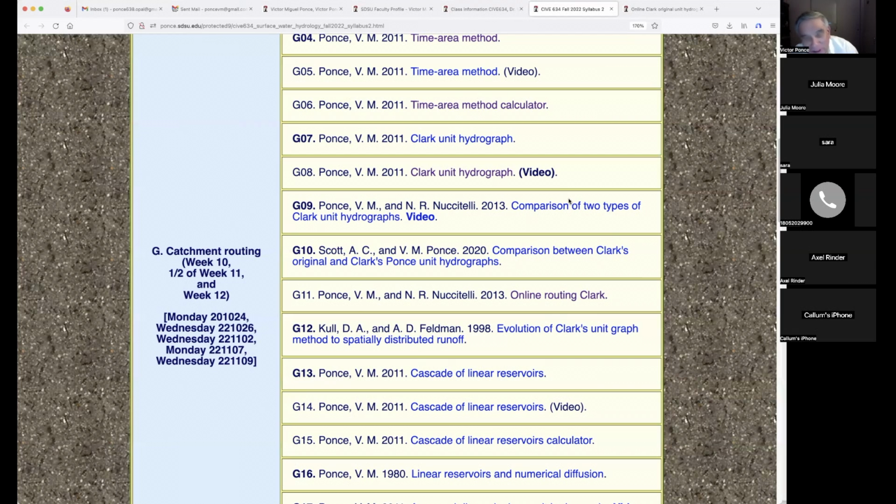I had an acquaintance of mine, a colleague, many years ago, who talked to me about the content of my book, and he said, Ponce, the Cascade of linear reservoirs, which is the related method right after the Clark unit hydrograph, is a very difficult thing to conceptualize. But yet, in your book, it looks easy. That's what he said. It looks easy.